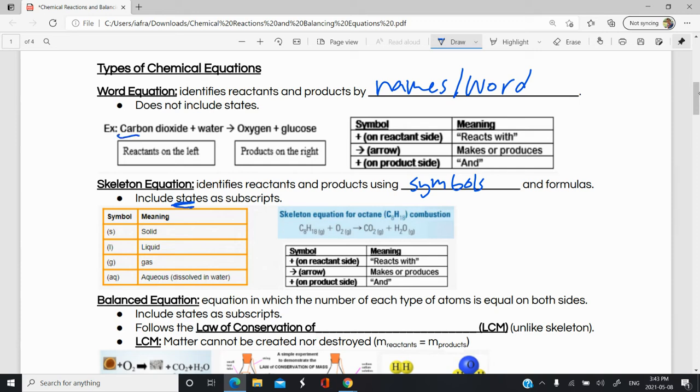So for example, here we had carbon dioxide and water. This means and, or reacts with, to produce oxygen and glucose. And we didn't put the states there. But once we get to the skeleton equation, you can put the states: solid, liquid, gas, or aqueous. And you can see that in this example over here.